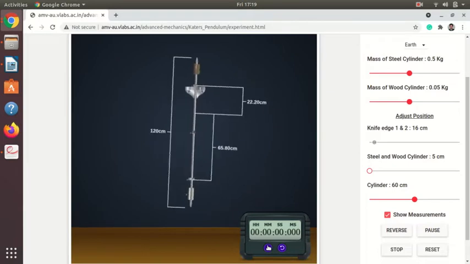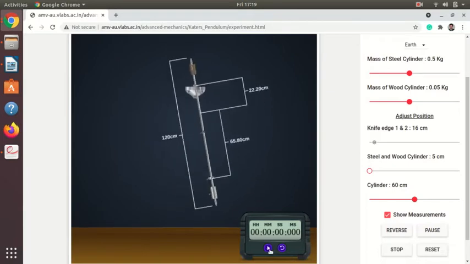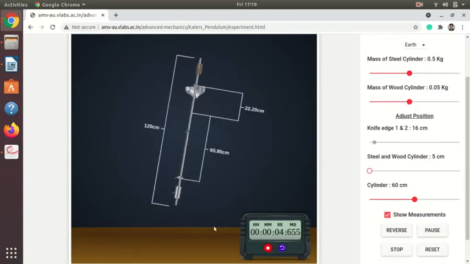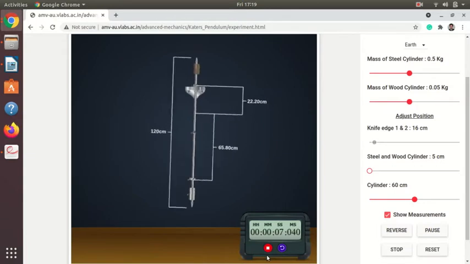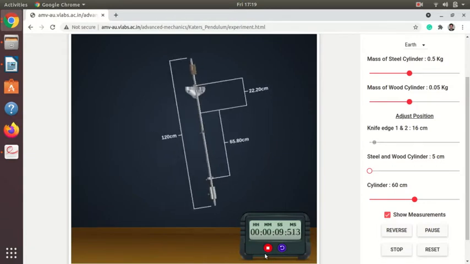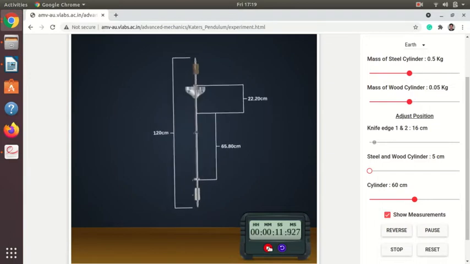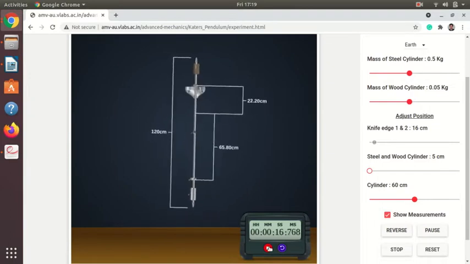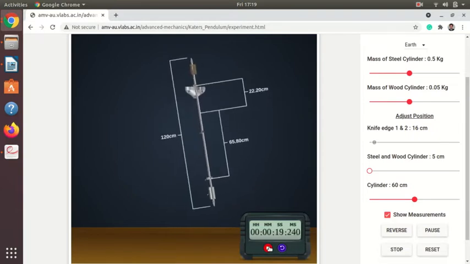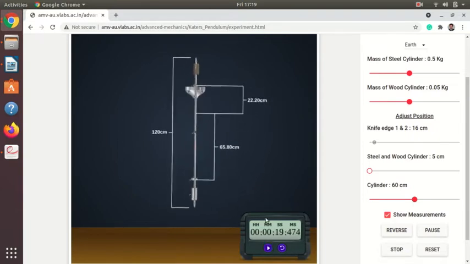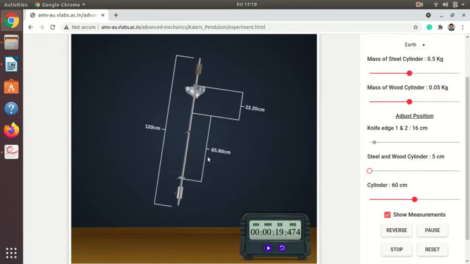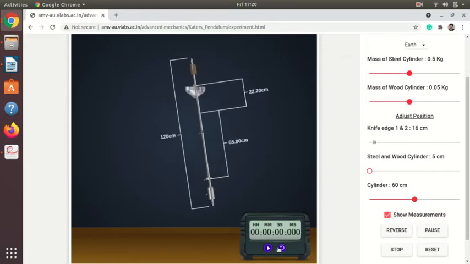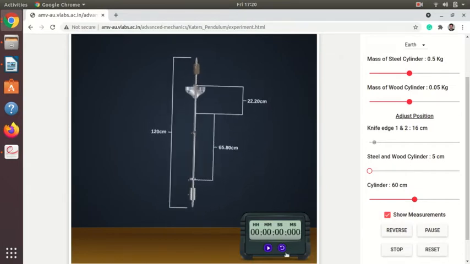So you can start here. 1, 2, 3, 4, 5, and so on. Whenever you are done with your number of oscillations, you can click on the stop button. Note the time period. You have to do it 3 times, and after doing this you can reset the timer with this knob.